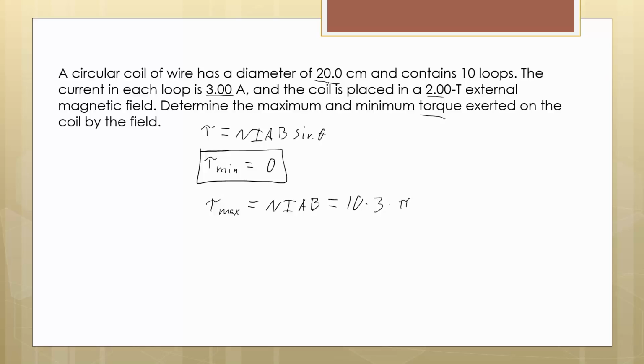Now this is the diameter, and we also want to convert it to meters, so we're going to make that 0.1 squared. Put all that in parentheses just to show you that's the area. And then we've got the 2 Tesla magnetic field. Multiply all of that and we get a torque of 1.88 meter newtons.